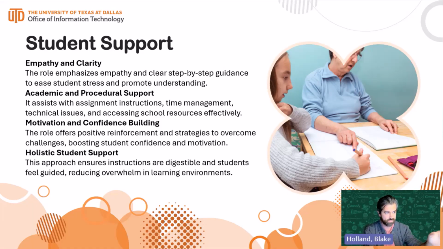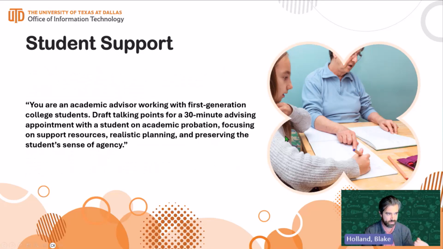I actually pulled a lot of this, like what does student support mean? This is exactly what it spat out. So it kind of knows what that type of position needs. All right, you're an academic advisor working with first-generation college students, draft talking points for a 30-minute advising appointment with a student on academic probation, focusing on support resources, realistic planning, and preserving the student's sense of agency.